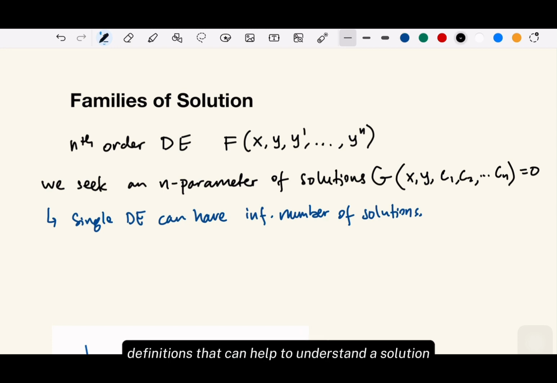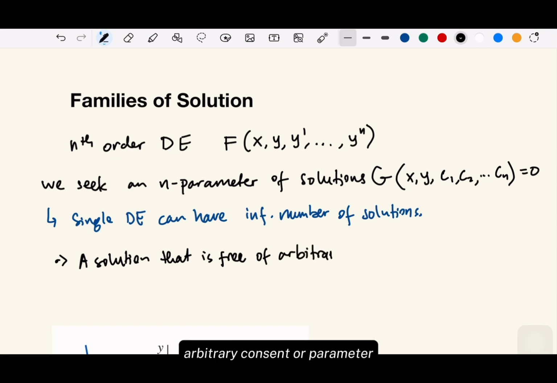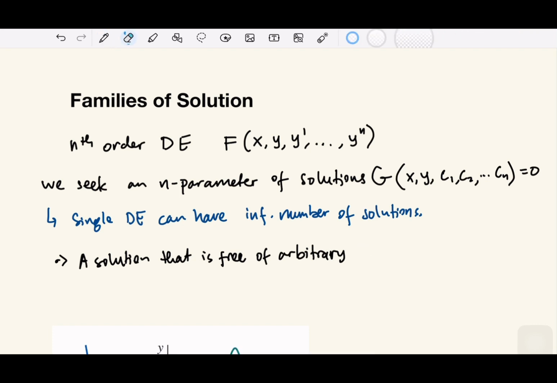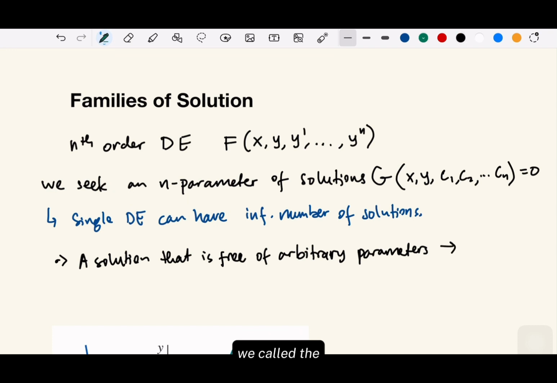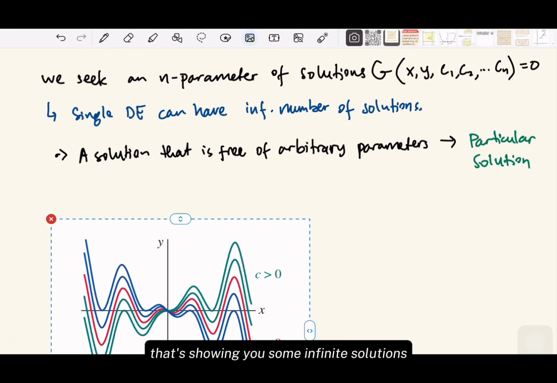Okay, and then one definition that can help to understand a solution that is free of arbitrary constant or parameter. We call it the particular solution. For example, we have the graph here that's showing you some infinite solutions.